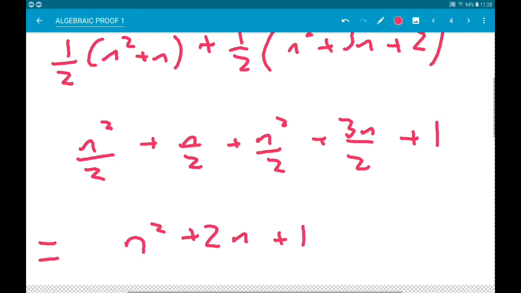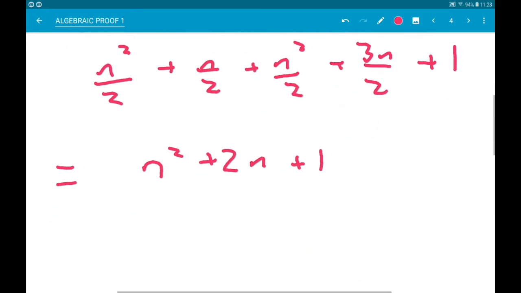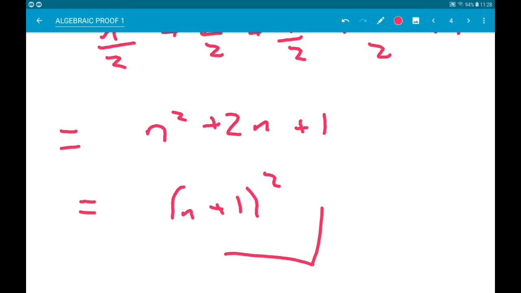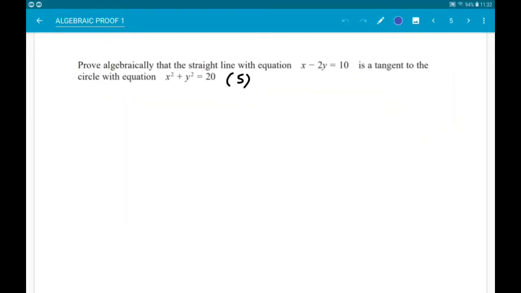So how do we show that this is always a square number? Well, actually, we can factorise this to n add 1 squared. So whatever value n is, we're adding 1 to it and squaring, therefore this is always a square number. End of proof.